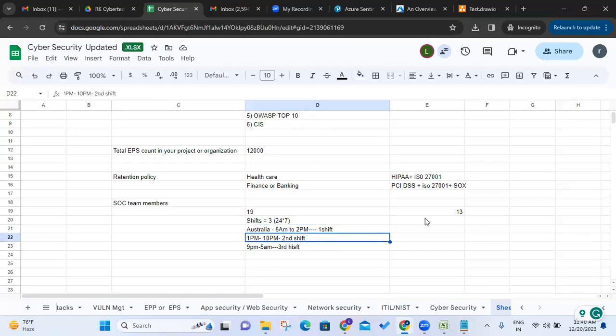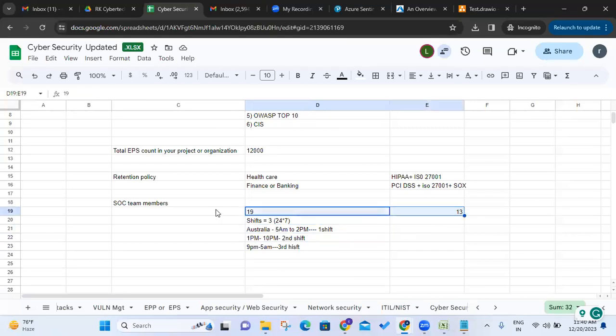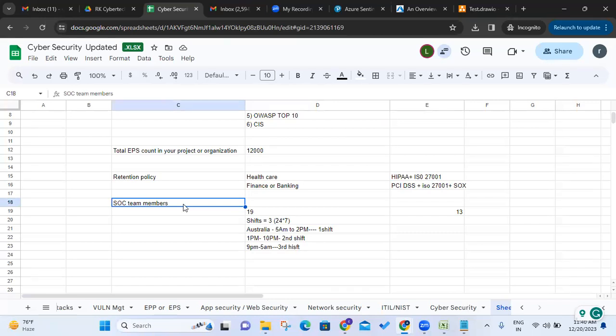Now, coming back to the members, these are all shifts. Before going to the SOC team members, I can explain the shifts. Choose one of the shifts, whether Australia or USA or UK, whatever. You can say we are working in 3 shifts. Forget about which region it is. Yes, I'm working in shifts: first shift, second shift, third shift, in such a way.